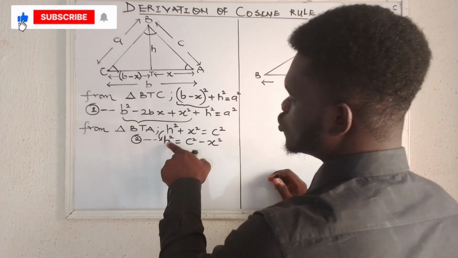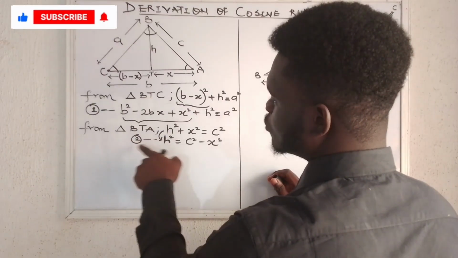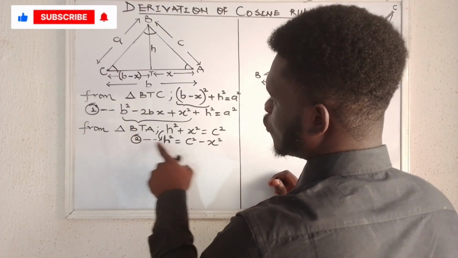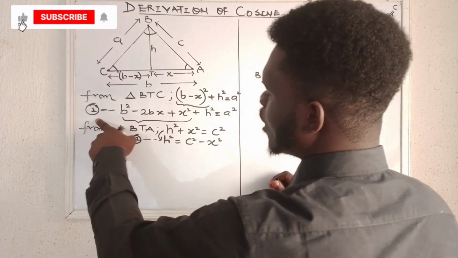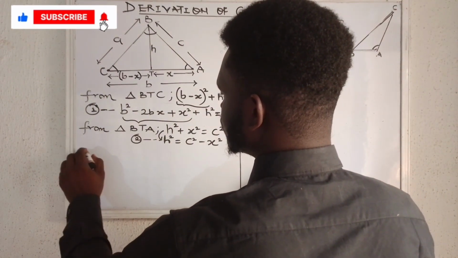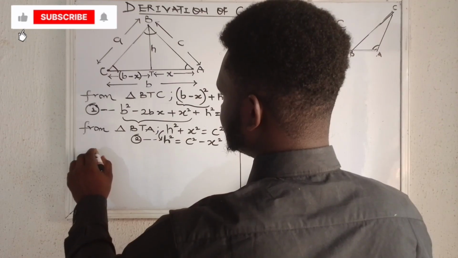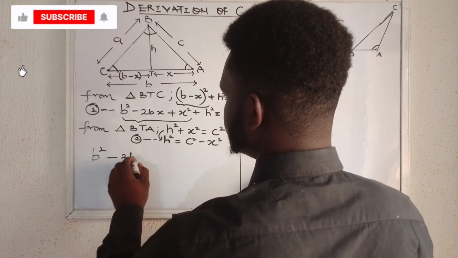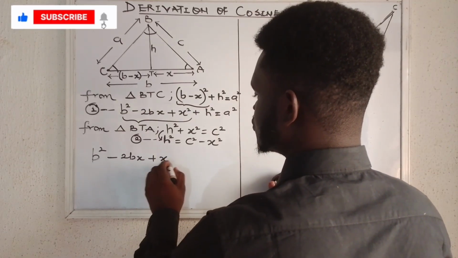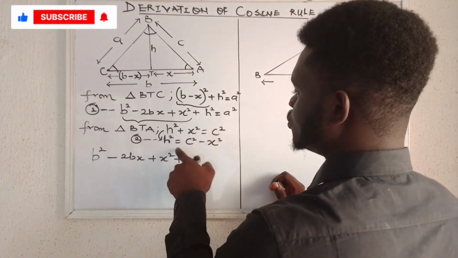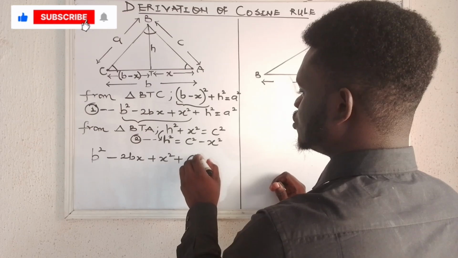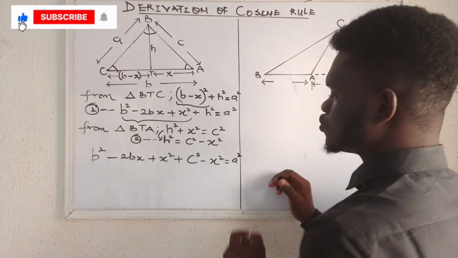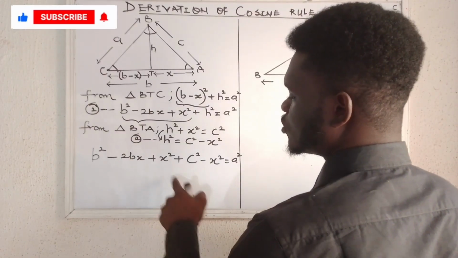So what we are saying is substitute h from 2 into 1. Now when you do that, you get b squared minus 2bx plus x squared plus, what is h now? h is c squared minus x squared, equals a squared. Yes, since you've had that, what is going to happen now?